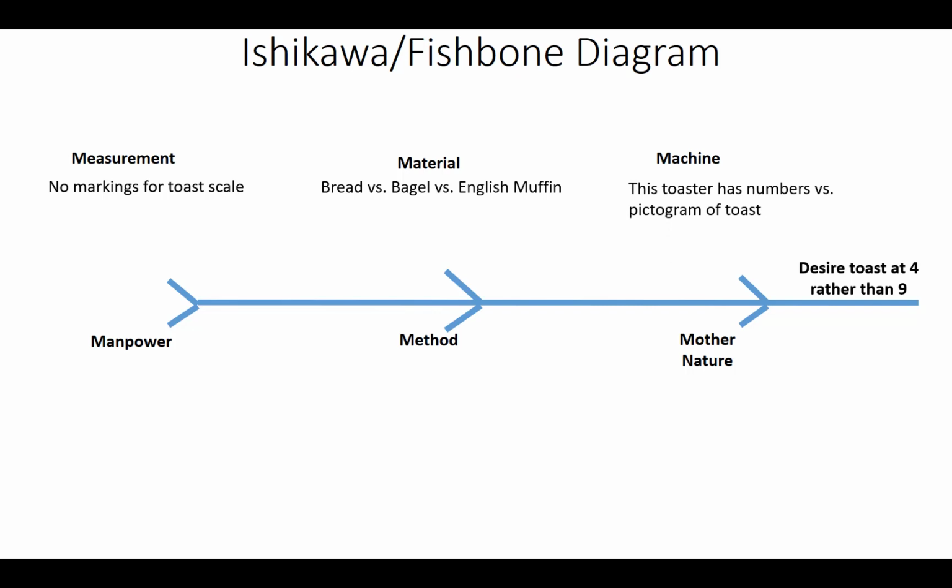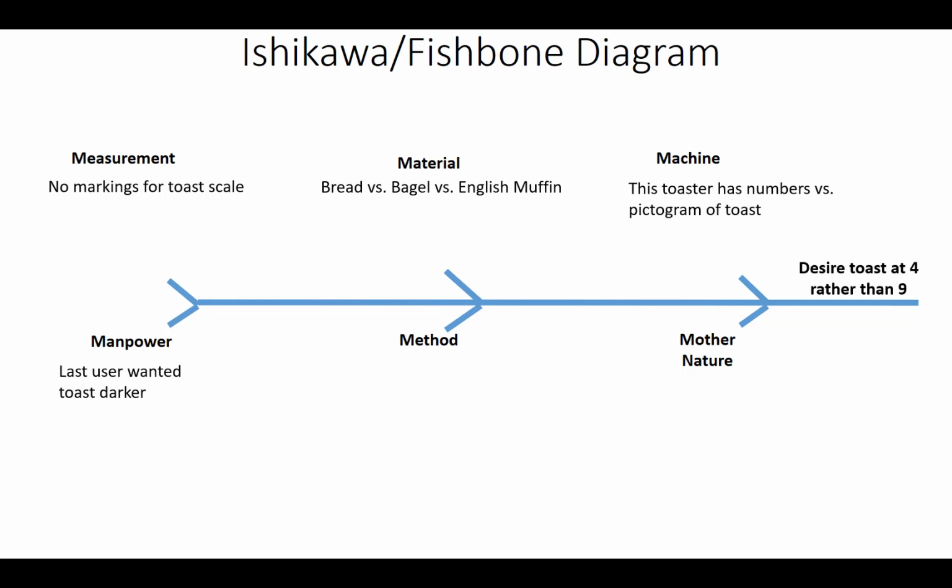Our machine. Again, this could be measurement, this could be machine. This toaster has numbers versus a pictogram of how dark the toast is. Maybe this toaster is in our apartment and it's not the same toaster that we're used to at home. At home, I know I get a perfect toast setting at 5, and here 5 is way too dark. We don't know how that relates to anything.